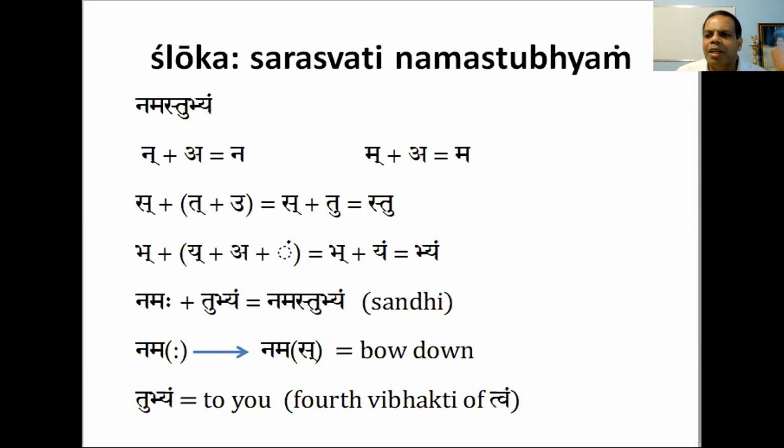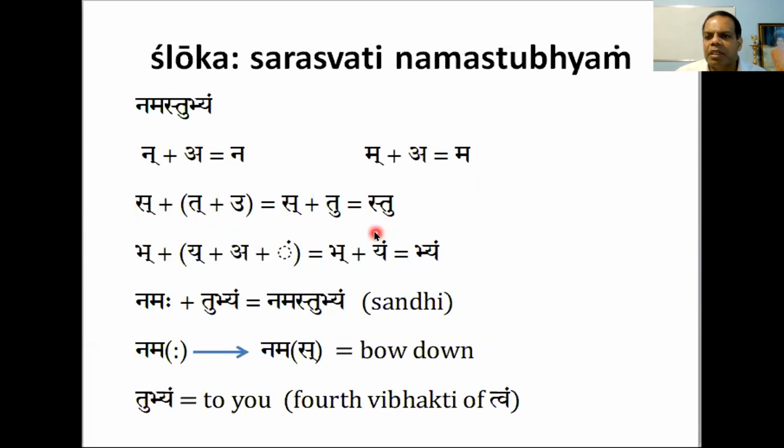The next word is Namastubhyam. So the first letter is Na, which is Na plus A is Na. The second letter is Ma, which is Ma plus A is Ma. Na, Ma. The next letter is again a compound consonant. It is Sa plus Tu. Sa, Tu gives you Stu.